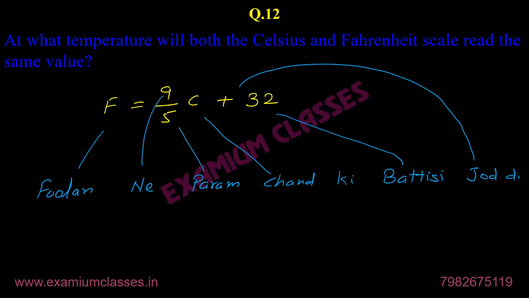फूलन ने परमचंद की बत्ती सी जोड़ दी, not तोड़ दी. So F for Phulan, Ne for 9, Param for 5, in Hindi 5, C for Chand की बत्ती सी 32, plus means जोड़ दी.